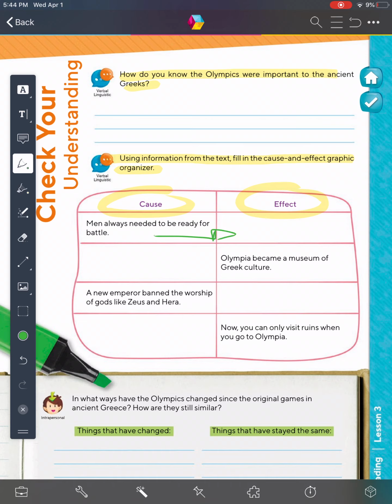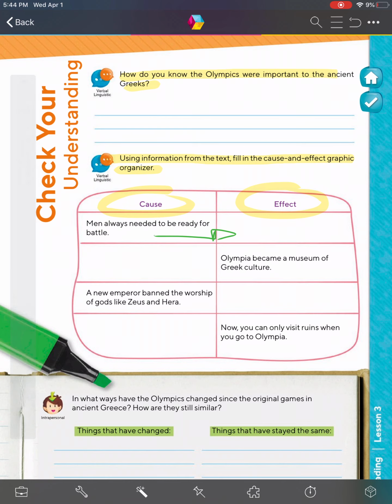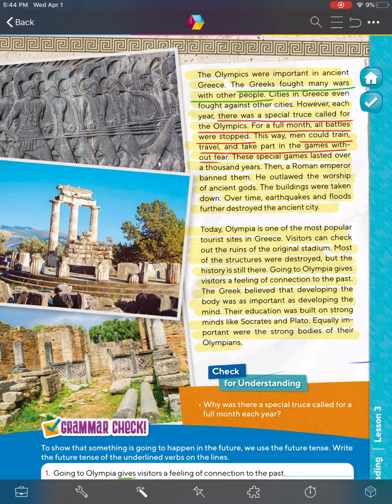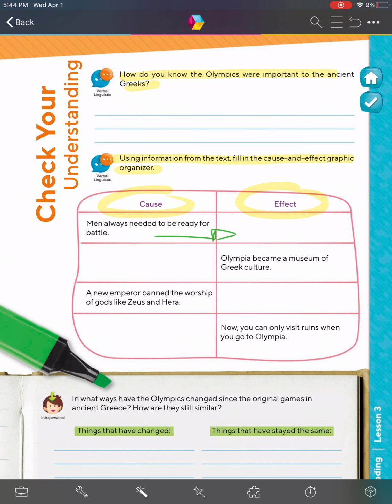What do they change in order for the men to be ready for the battle? Well, if we go back to the previous page, we already mentioned that, right? They had a special truce called for the Olympics. So they had a full month of battles or of games stopped. So there you have the effect. So they could have time to train.